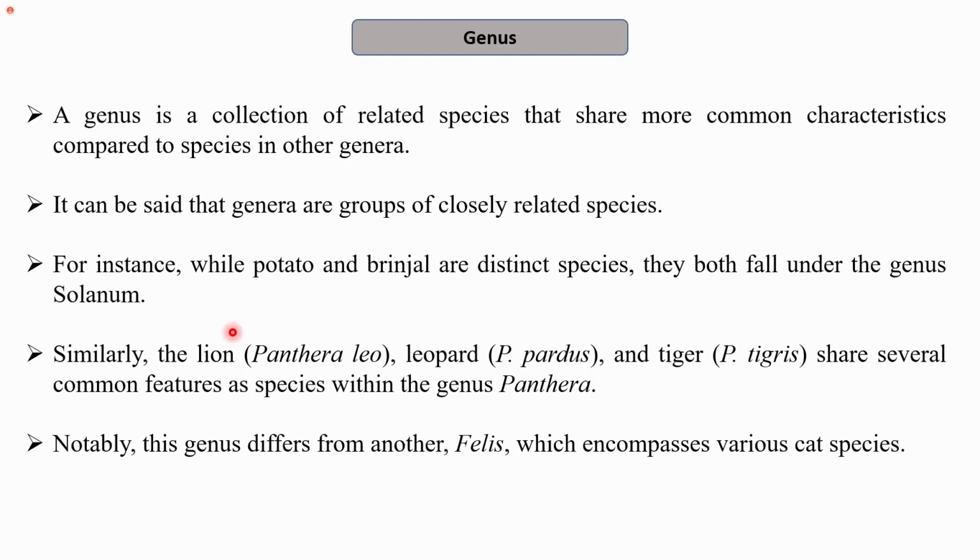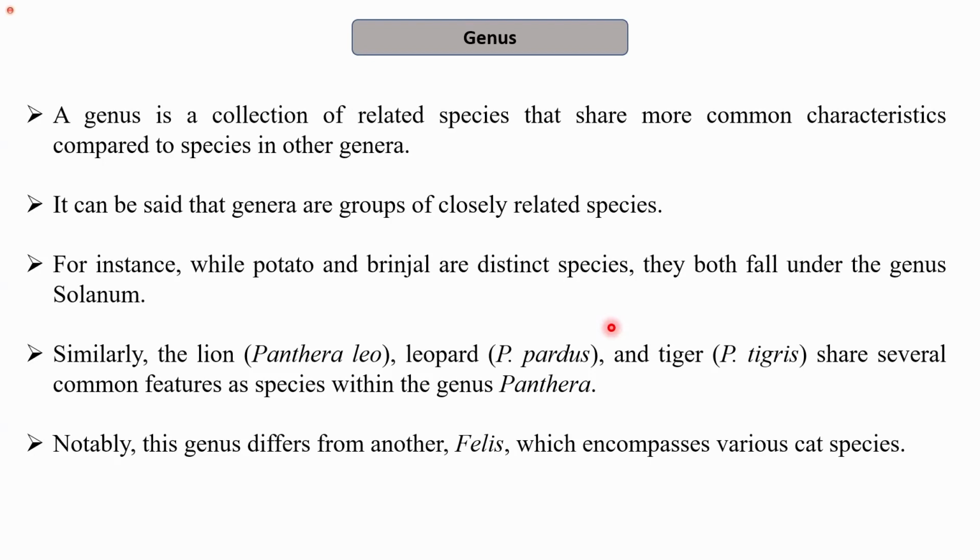Similarly, if I talk about the lion, which is Panthera leo, leopard, which is Panthera pardus, and tiger, they have several common features as species within the genus Panthera. So within the genus, different species are assigned to a single genus based on the similarities which they share. Notably, this genus differs from another. The genus Panthera obviously differs from the genus that encompasses various other cat species.